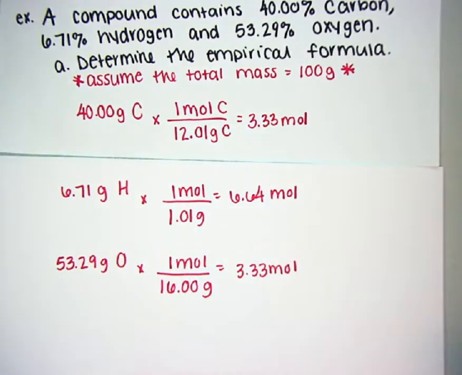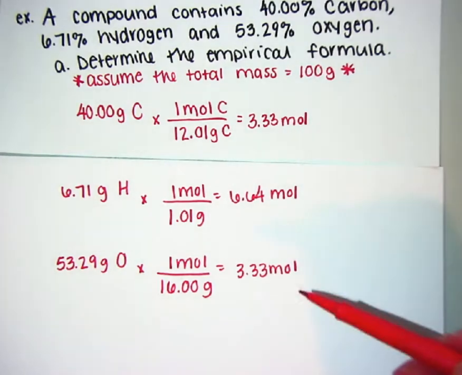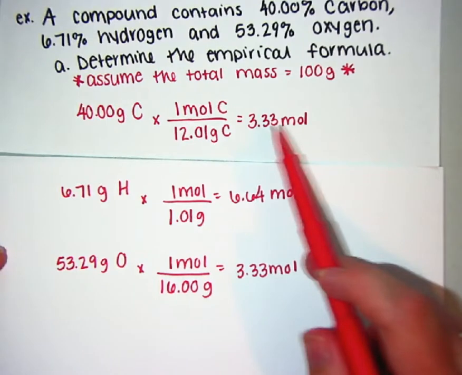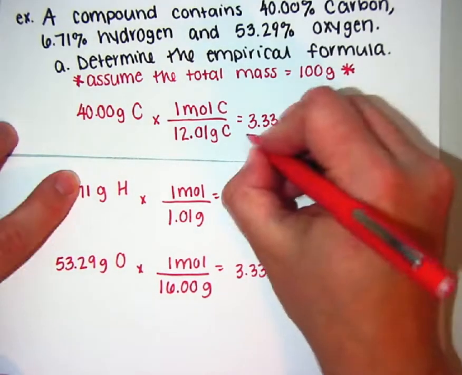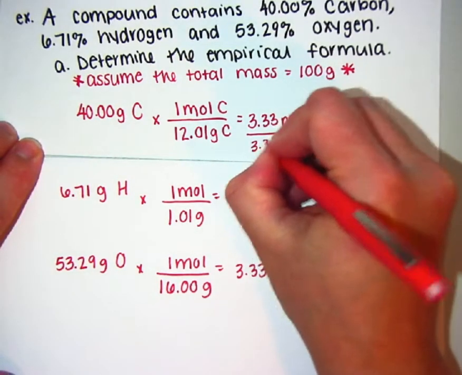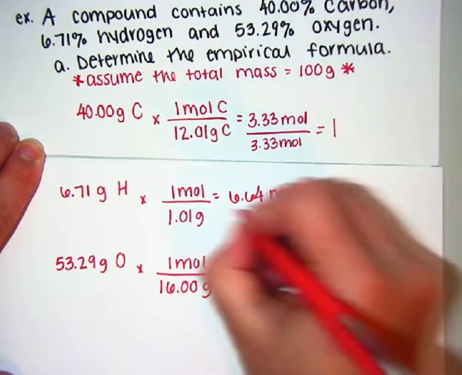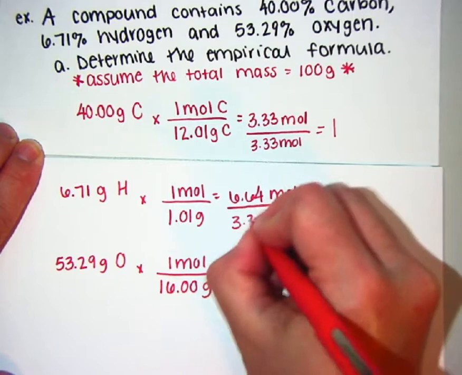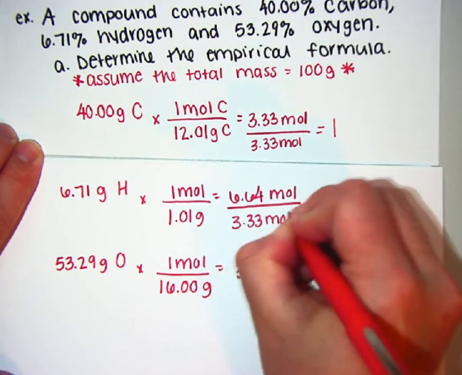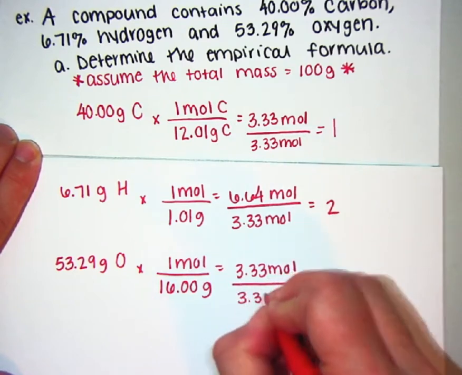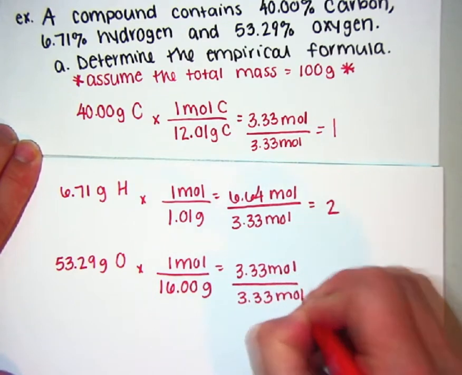The easiest way to get these to whole numbers is divide by the smallest number of moles. So 3.33 is the smallest number. Divide all of them by 3.33. This one gets me about 2. And 1.